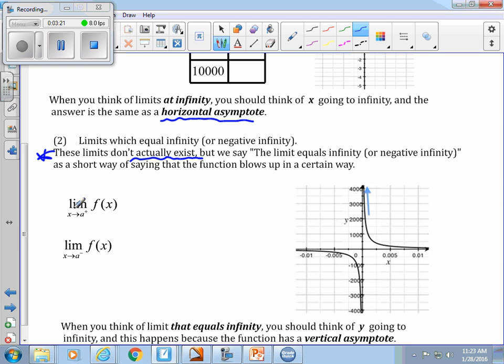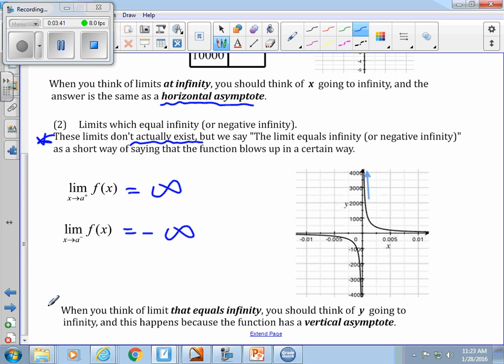But we still will want to know from the left and the right whether we're approaching infinity or negative infinity. So the limit as x approaches 0 from the right here would be positive infinity, and the limit as x approaches 0 from the left would be negative infinity. And that's what our focus will be tomorrow. So limits that equal infinity happen at vertical asymptotes. Any questions about that so far?